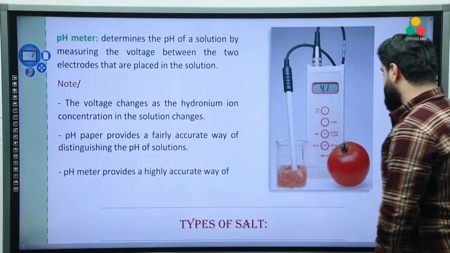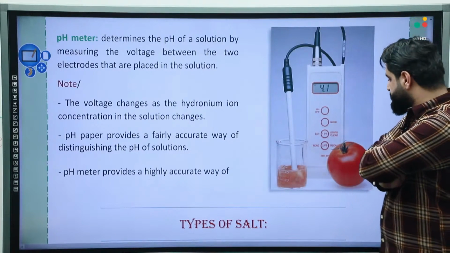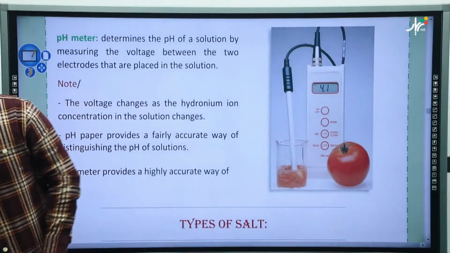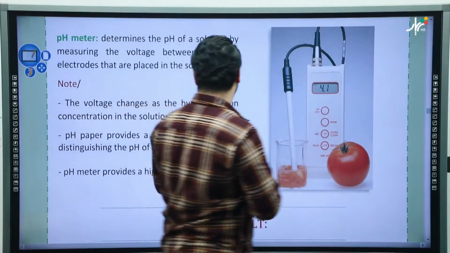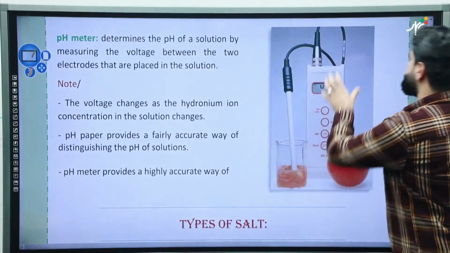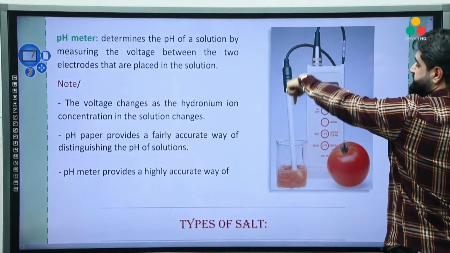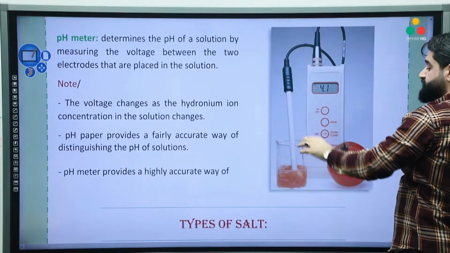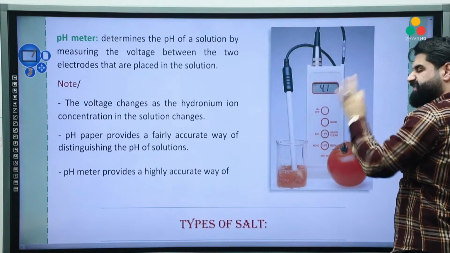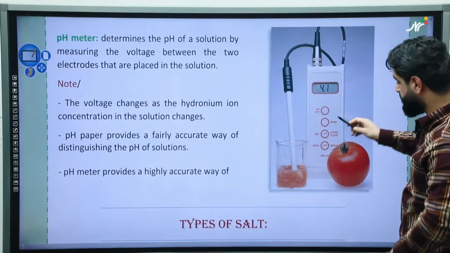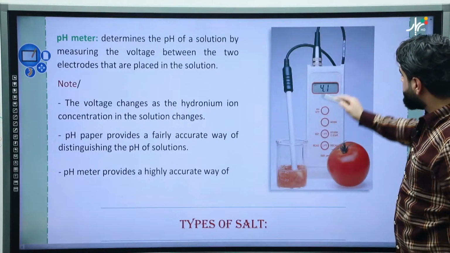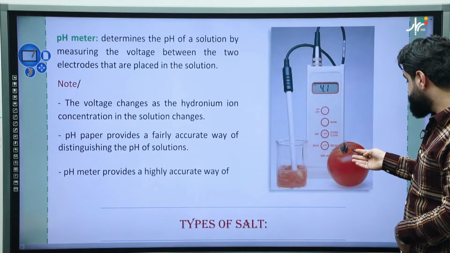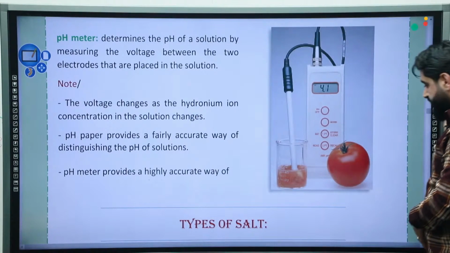A pH meter calculates pH value very precisely. I don't know why I brought this. It's a smart board, we don't need a marker. Well, it's a pH meter. It contains a sensor. If we put this sensor into any medium, it will read the pH of that medium on its screen, even to a decimal point, very precisely. Look, the pH of tomato is 4.1.